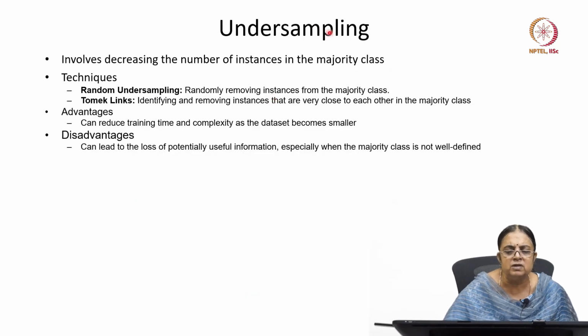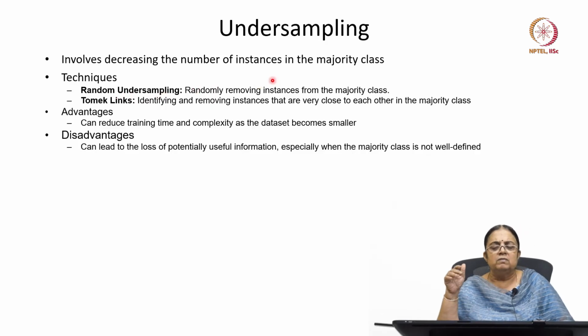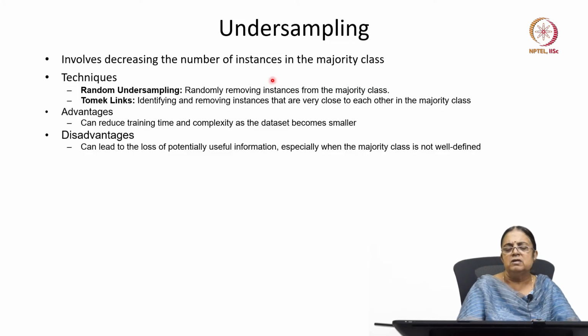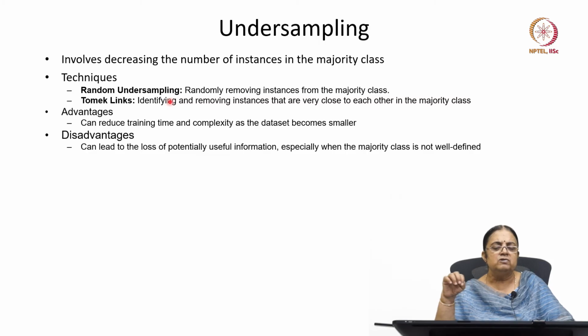The next method is undersampling, which involves decreasing the number of instances of the majority class. The first one is called random undersampling. So randomly you remove some instances from the majority class so that it has fewer patterns, or equal to maybe the minority class. The second one is what is called Tomek links. You identify instances which are very close to each other in the majority class. This makes sense because similar points are being removed.